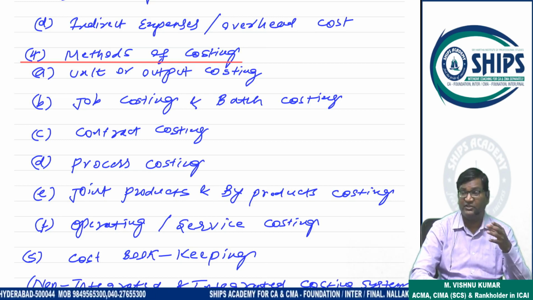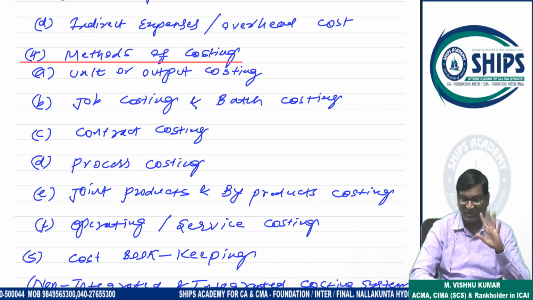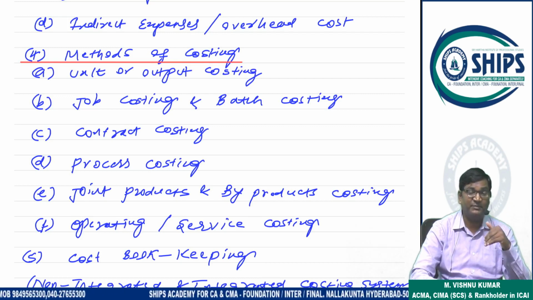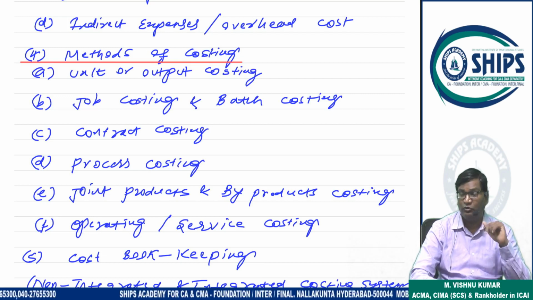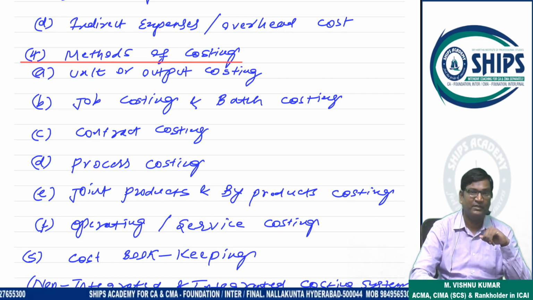According to customer specification, goods are produced. In advance, goods are not produced. After customer specification, goods are produced. In those areas, job costing will be used.